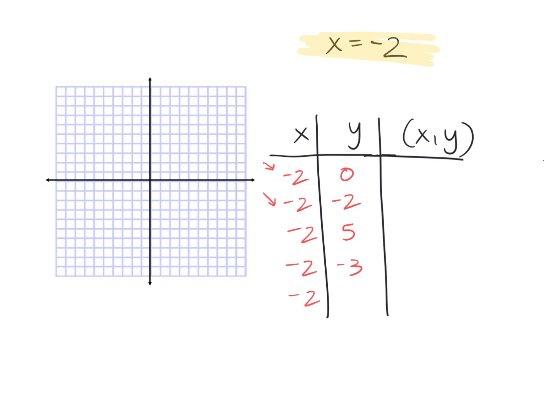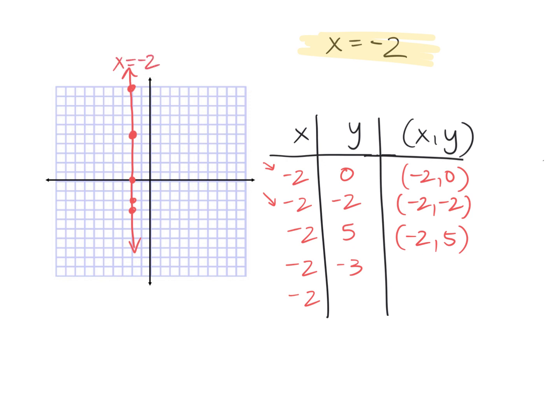So let's see what this line looks like. Okay, so I'm going to do -2, 0. So go over -2, up 0. I'm going to do -2, -2. So -2, -2. I'm going to do -2, 5. Okay, I could do -2, -3, -2, 10. Doesn't really matter, but this is going to make a vertical line going through x equals -2.